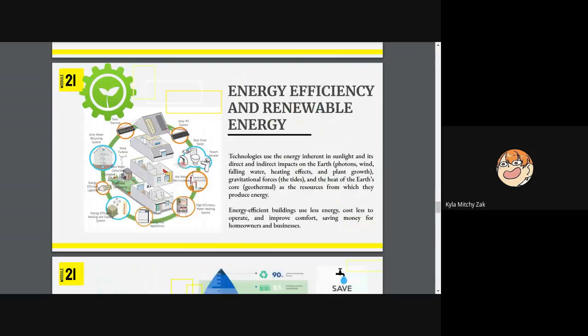The next component is energy efficiency and renewable energy. So, energy efficiency means that less energy is used by a particular product to produce a result. Technologies use the energy inherent in sunlight and its direct and indirect impacts on the earth as the resources from which they produce energy. So, non-renewable energy, such as coal and fossil fuels, use more energy in order to be extracted, while renewable resources may use less energy as they are abundant, renewable, and don't necessarily need to be extracted, only transformed into usable energy sources.